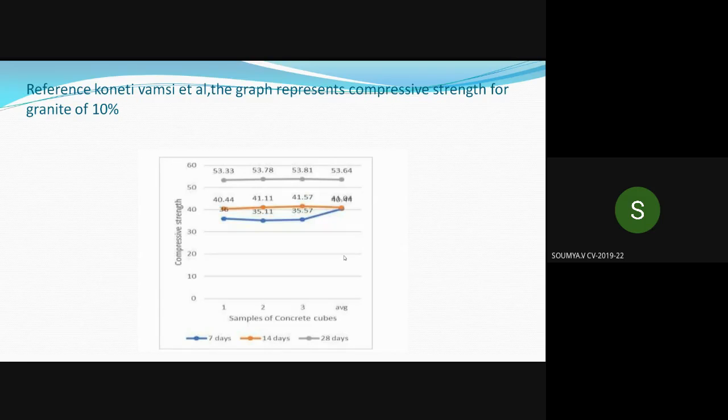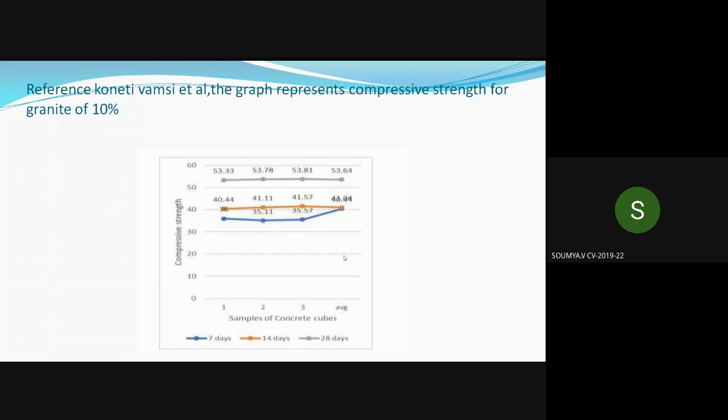This is a graph which represents the compressive strength of granite for 10%, where the x-axis is the sample of concrete cubes and the y-axis is the compressive strength. The blue line shows the sample of concrete cured for 7 days, the orange one shows curing of 14 days, and the gray one shows curing of 28 days.